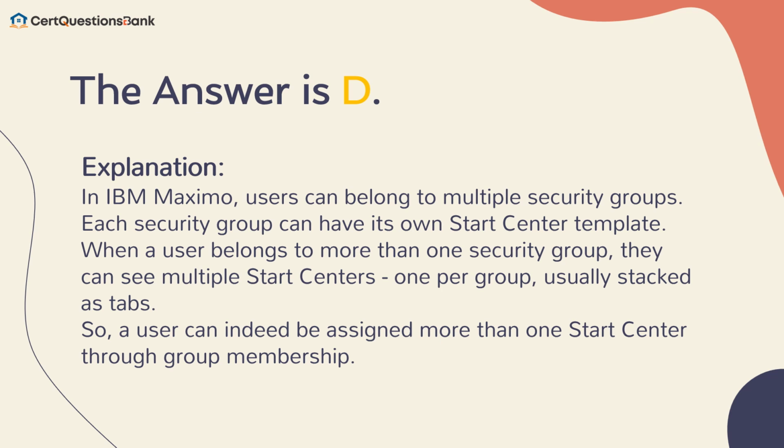In IBM Maximo, users can belong to multiple security groups. Each security group can have its own Start Center template. When a user belongs to more than one security group, they can see multiple Start Centers, one per group, usually stacked as tabs. So, a user can indeed be assigned more than one Start Center through group membership.